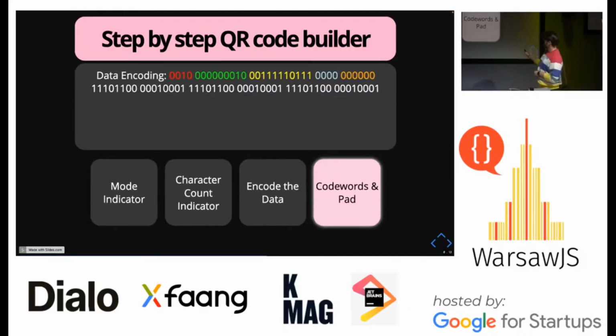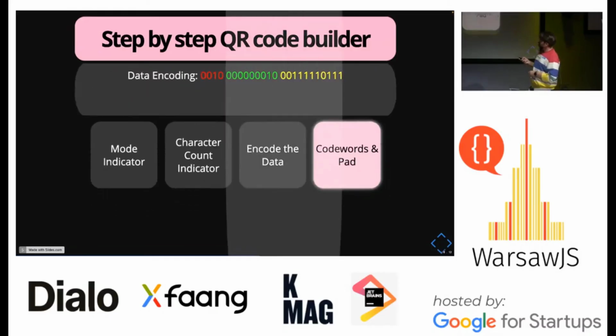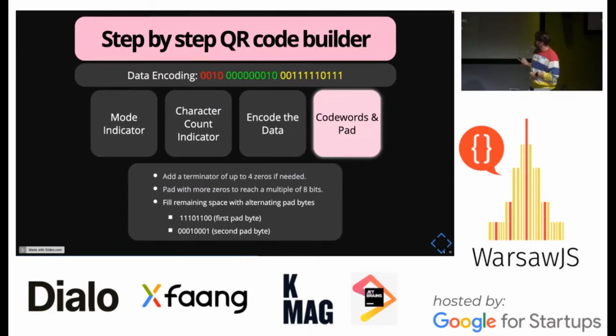So here is the terminator. Then we have something like pad bits. Here it is. We use these pads, an additional block of zeros, to make sure that our data string is divisible by 8. If it is not, we have to add as many as are needed.